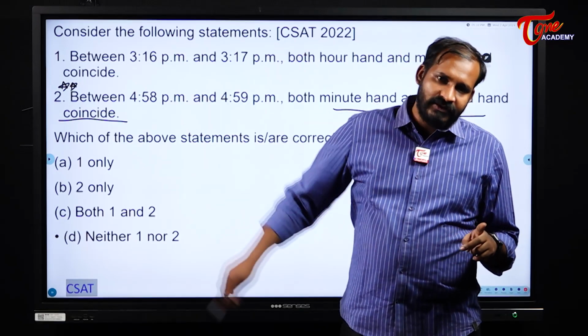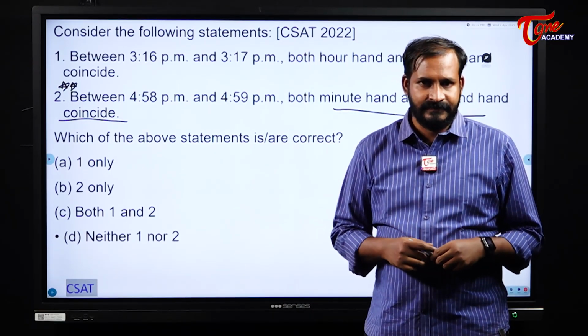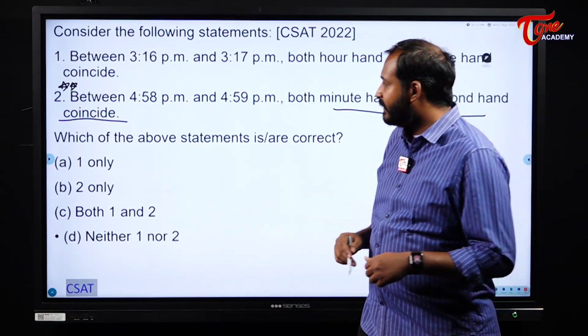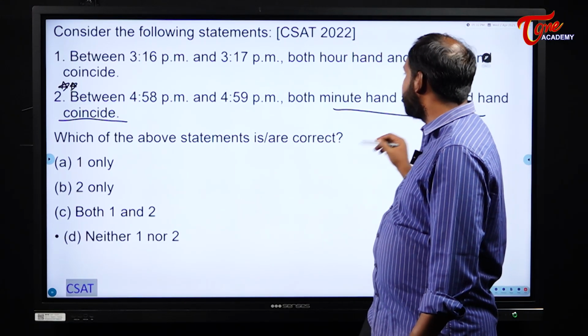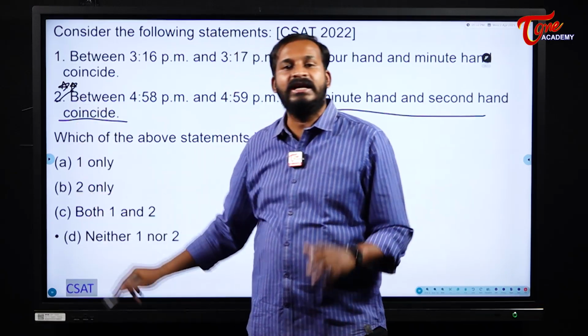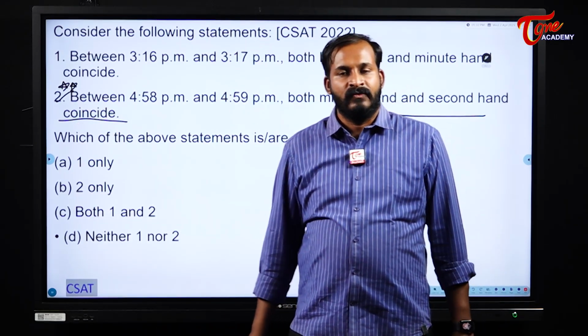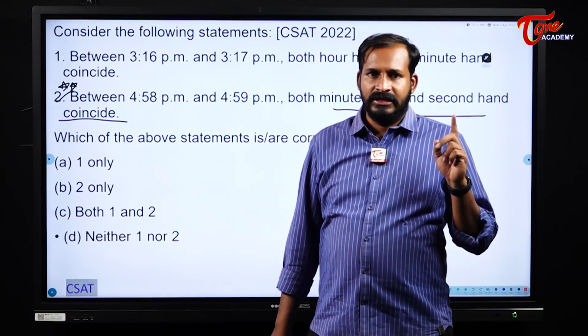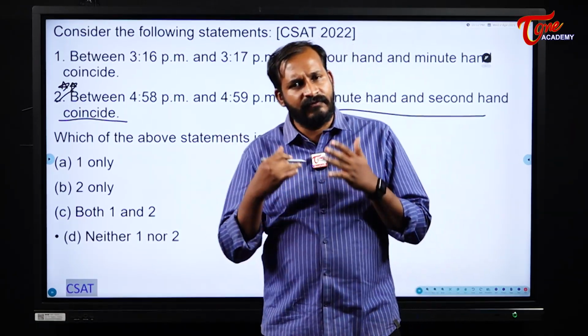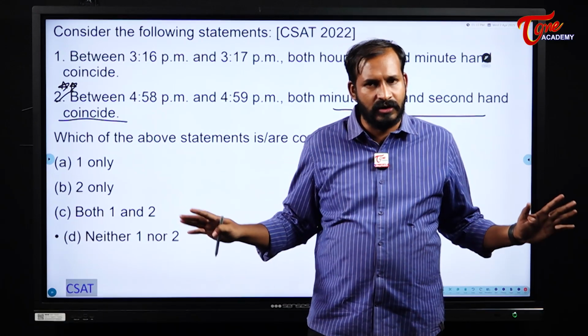Why? Because it will complete one complete rotation for every 1 minute. So, because of that reason, between 4:58 and 4:59 p.m. also both my minute hand and second hand will coincide. Definitely it will coincide. Why? Because for every minute it will coincide. Similarly, between 4:58 and 4:59 also they will coincide. There is no doubt in that.